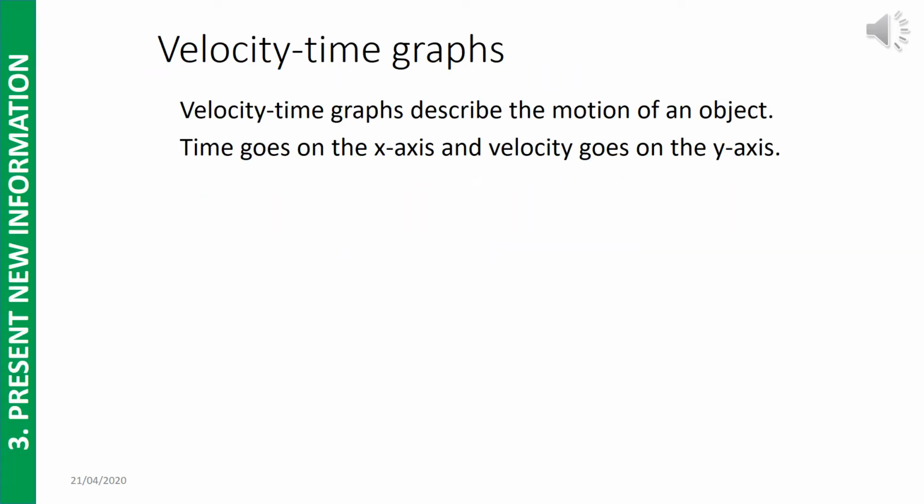A velocity time graph is used to describe the motion of an object, just like a distance time graph does. However, with a velocity time graph, this time the time goes on the x-axis and you have velocity going on the y-axis. I can't stress enough how important it is that you check the axes of the graph that you are looking at if and when you are presented with this in an exam. People always get these two graphs muddled up, so you must make sure it is clear what you are looking at.